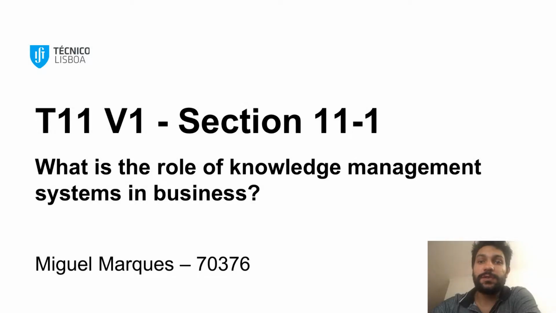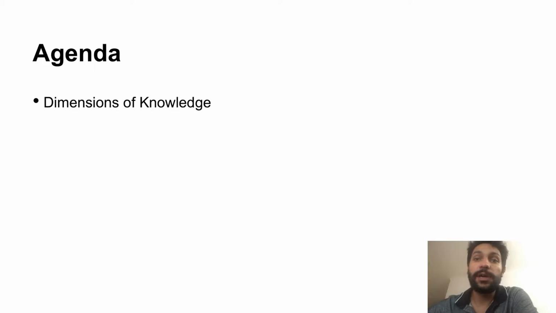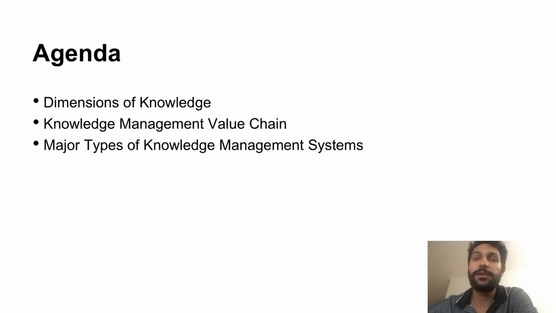This video tackles the role of knowledge management systems in business, with specific focus on three main topics, starting from looking at the different dimensions of knowledge, then analyzing how knowledge is managed and its value chain, and finally we'll consider the major types of knowledge management systems in business.